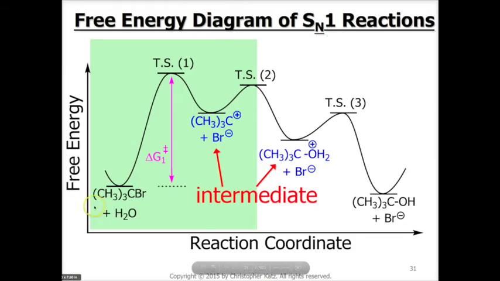The first thing that happens is that you go from your substrate to your transition state, and your transition state here is the thing that we just talked about, your ionization process, your rate determining step. This is the delta G1, which is your first ionization process. Then you go down the slope to make your intermediate, and your intermediate here is the carbocation that is formed after the leaving group leaves.